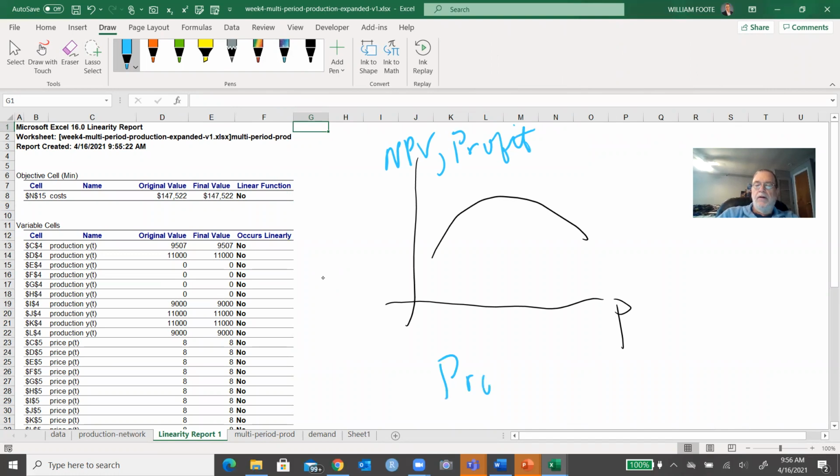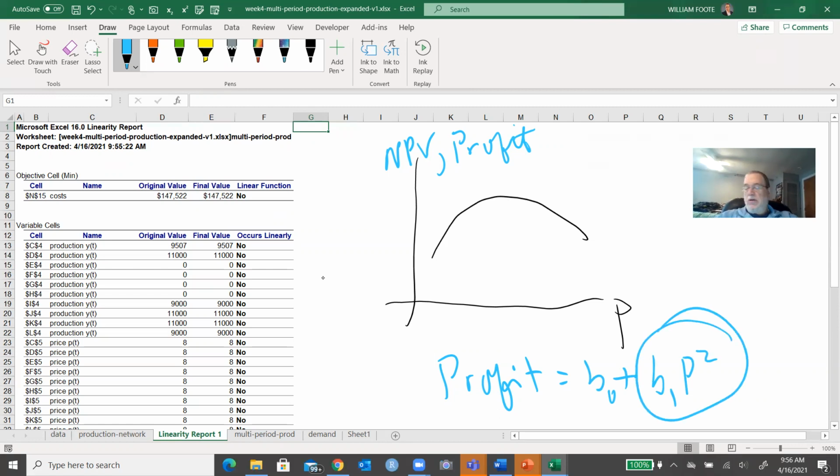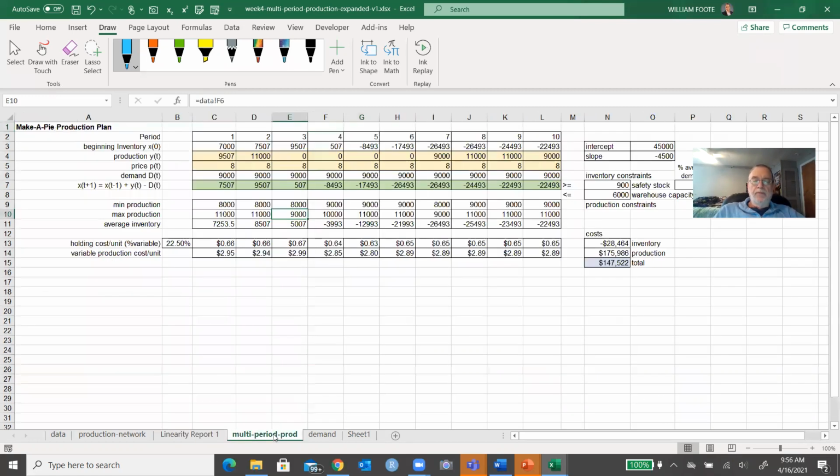Profit is some nonlinear function of price. It's a quadratic equation. Well, okay, we can go back there. And that was very similar to the problem with EOQ. It's a non-linear relationship. Actually quadratic, but it looks hyperbolic, when you take something and divide it by a variable.